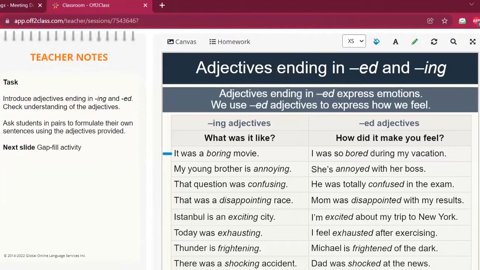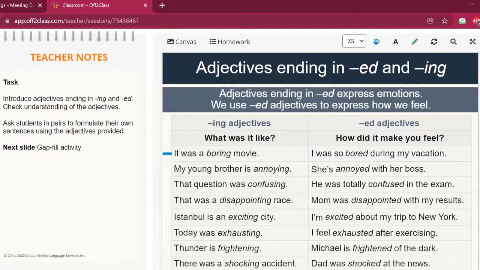Iman, the second. My young brother is annoying. She is annoyed with her boss. Very good. So there's a difference. So to be annoyed here, something that is annoying, and I am annoyed. Very good. Three. That question was confusing. He was totally confused in the exam. Okay. So here, that question was confusing. For example, we can say, oh, this is confusing, or he was totally confused in the exam. تمام. Okay.